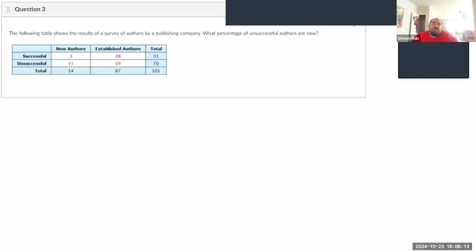So moving on to part 3. The following table shows the results of a survey of authors by a publishing company. What percentage of unsuccessful authors are new? We're implying 2 sets here. One is unsuccessful authors, and one is new authors. The unsuccessful authors are in this row.